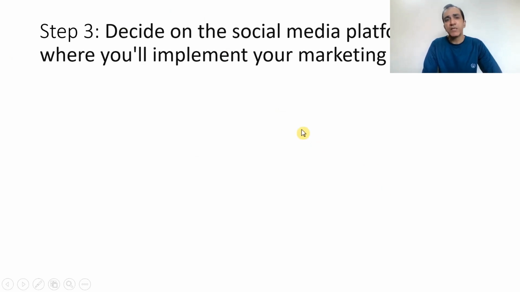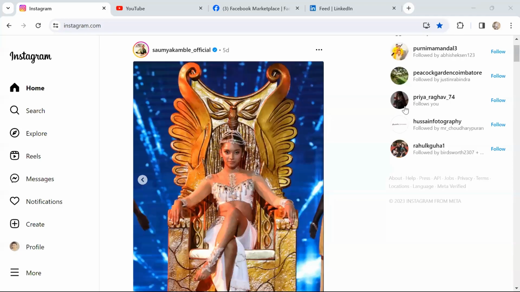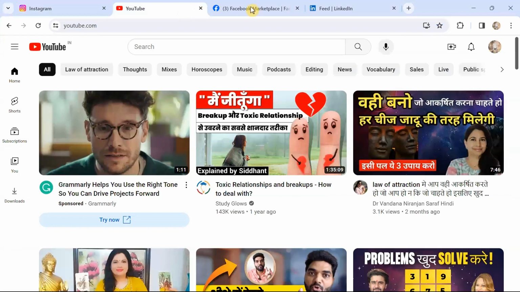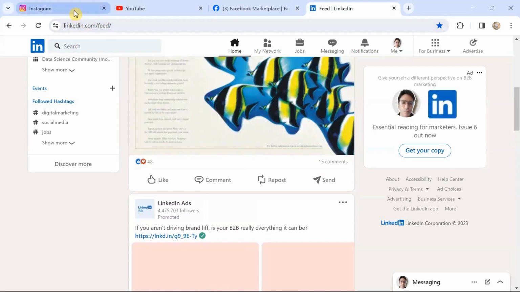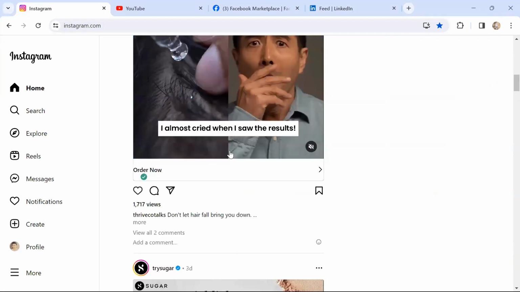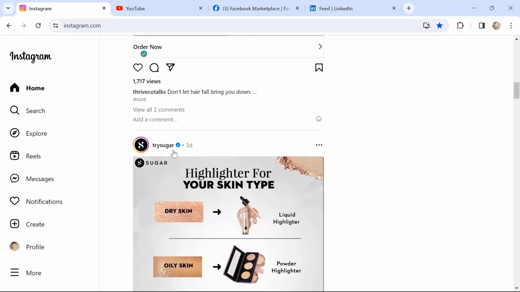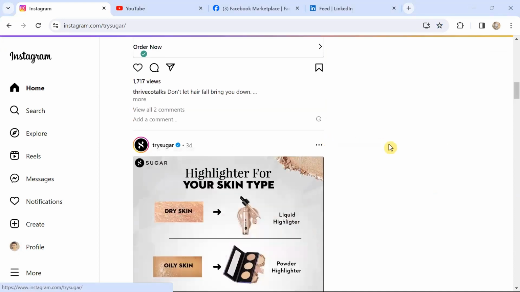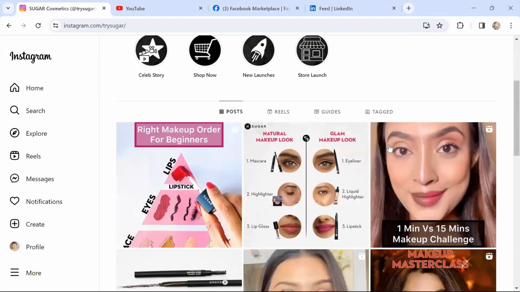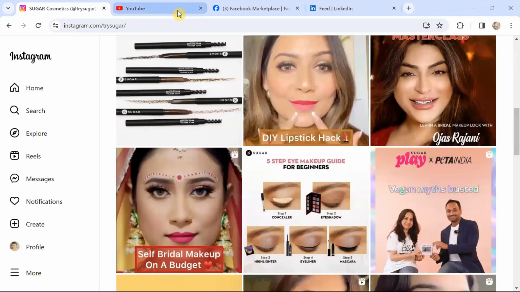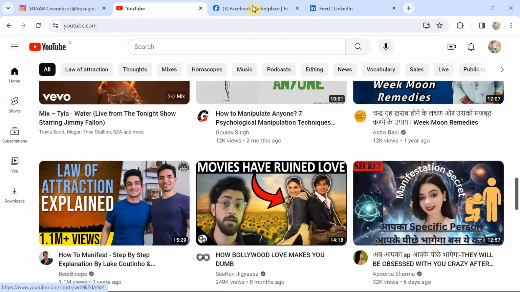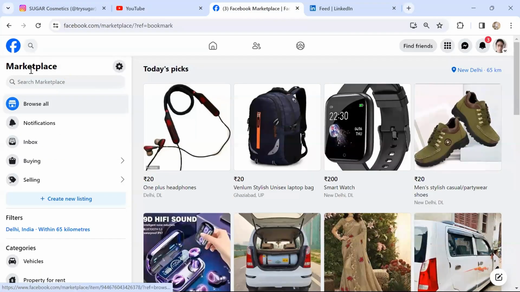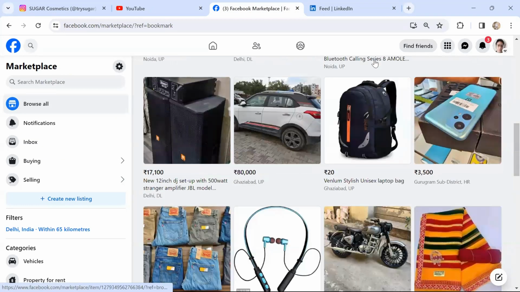So, step number 3 is deciding on the social media platforms where you will implement your marketing efforts. You have to understand your target audience deeply, on which social platforms they are active, and also take into consideration the competition. It basically hinges on understanding the preferences of your target audience and identifying the platform where they actively engage. So it's important that the brand has to be where the target audience is and where they might be tomorrow.